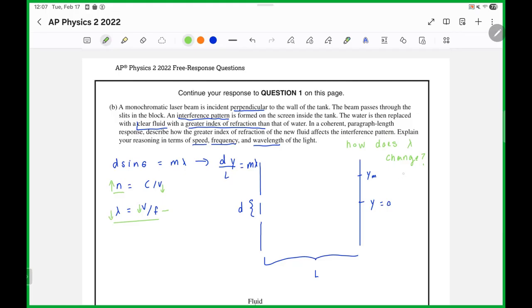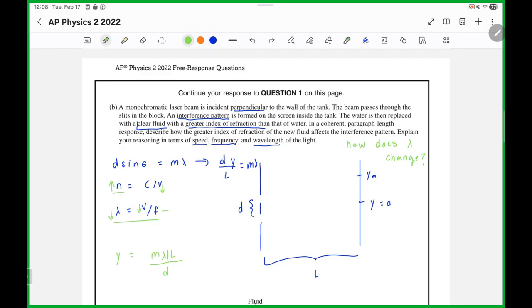So we've come to our conclusion: lambda decreases. Let's see the effect that has on our interference pattern. So we're going to solve for y. y is equal to m lambda L over d. Decreasing lambda means that our spacing between fringes decreases.